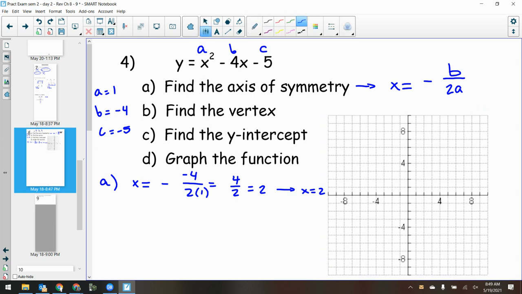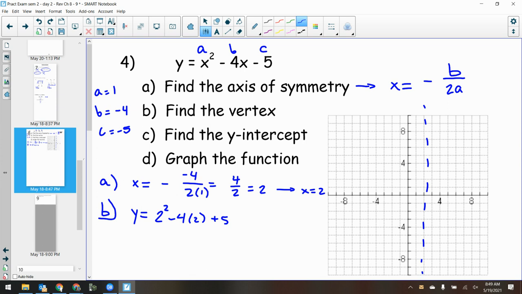So I put my dotted line at 2. Kind of wavy dotted line, that's okay though. So there's my dotted line at 2. Now I'm going to find the vertex. Let's plug the vertex back in, and that's what we do here. We take that axis of symmetry and we plug that x value back in. 2 squared minus 4 times 2 plus 5.